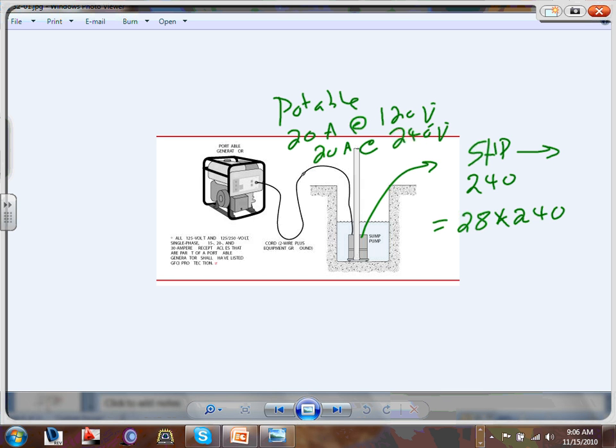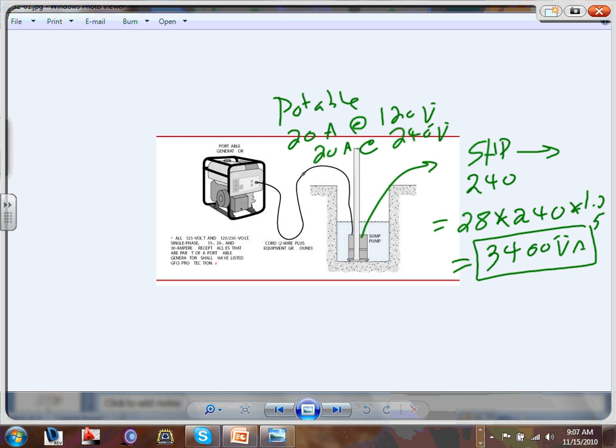And because it could be a continuous load running, what do you add to it? 1.25. What do you guys come up with? 8,400 volt amp. So your generator, if it's only to pick up this load, needs 8,400 volt amp.